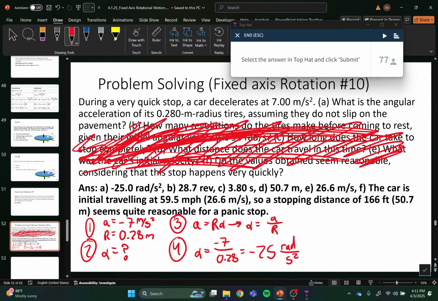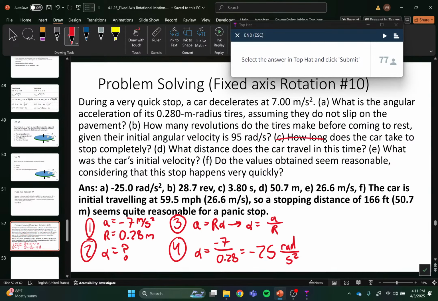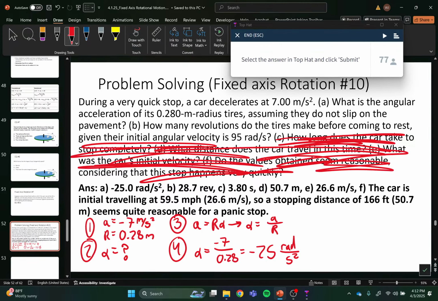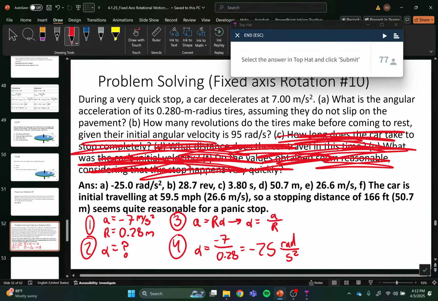Kinematics problems are very much, what am I solving for? What do I have? What equation relates those? They're very formulaic. If y'all remember back to doing your kinematics problems, it was just making a big old list of things. Great. On to part B. Cover up the rest so we're not scared. Pretend like it doesn't exist. Part B. How many revolutions do the tires make before coming to rest, given that their initial angular velocity is 95 radians per second?